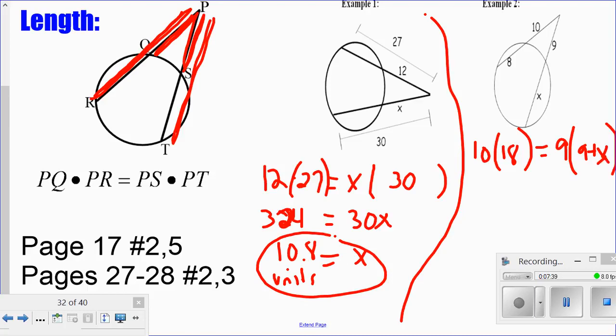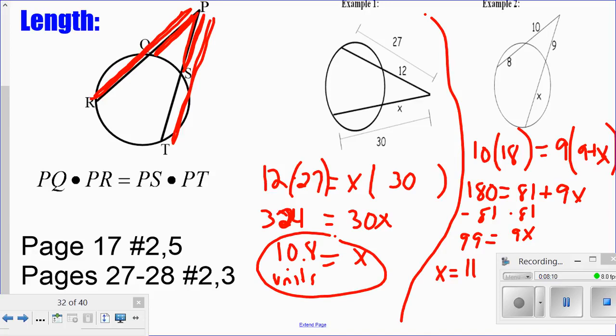Okay, so let's go ahead and solve that for x. So 10 times 18 is 180. I'm going to distribute the 9 to the 9 and get 81. And 9 times x is 9x. So I'm going to subtract 81 from each side. And when I do that, I'm getting 99 is equal to 9x, which means x is equal to 11. And that would be units, because we're talking about length here. So 11 units is the length of x.